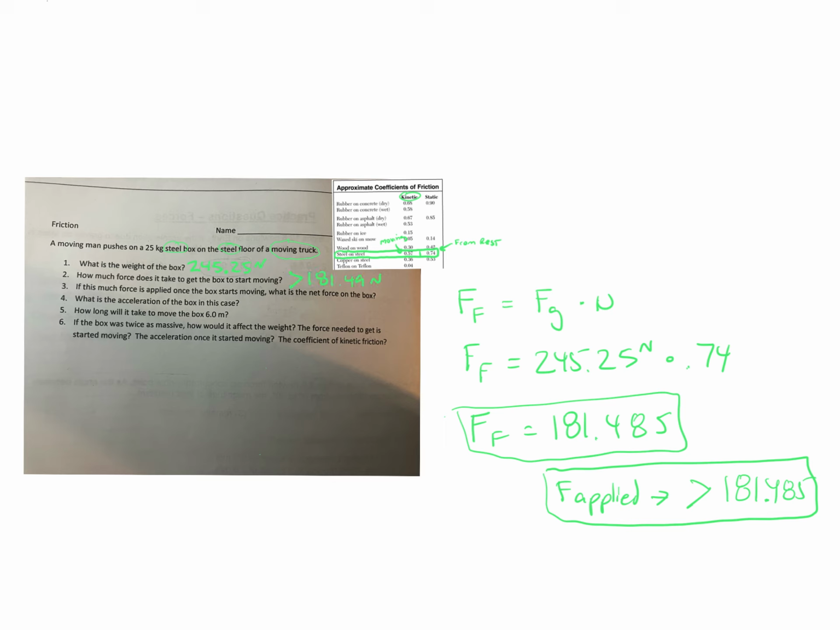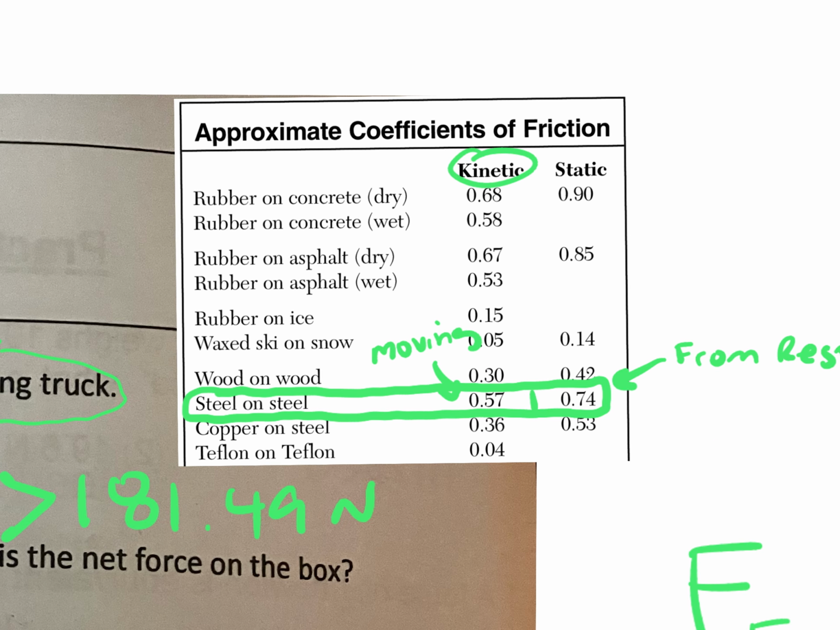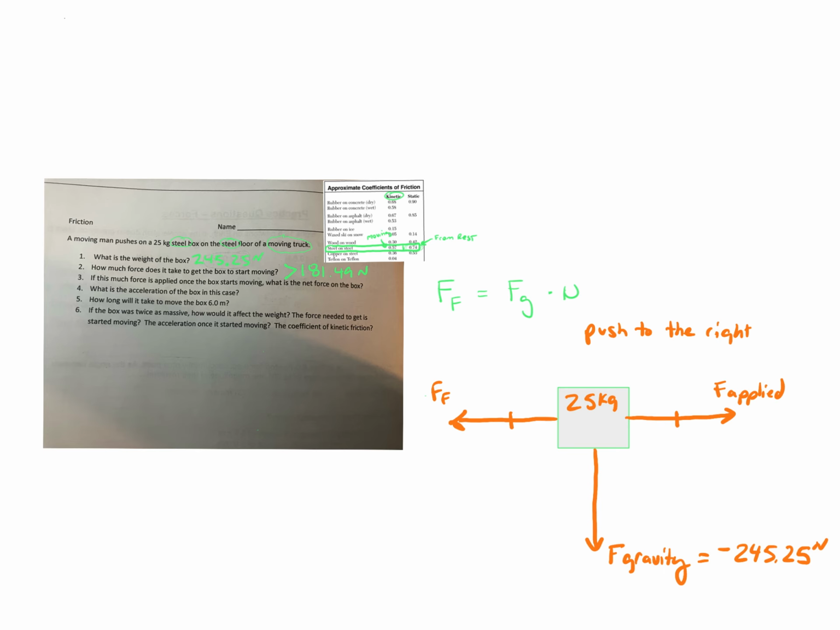All right, the next question, number 3, says if this much force is applied once the box starts moving, what is the net force on the box? The reason they're asking that is because once the object starts moving, we can no longer use this static force of friction. We have to switch over to the moving friction, right? So we need to recalculate the force of friction now. And for that, I want to draw out this free body diagram. I have this steel object that is riding on a steel surface, and I like to draw all of that information on the free body diagram to show me what's going on. It's a level, flat steel surface. There's a 25 kilogram box sitting on it. Someone comes along and pushes it, and they want it to move.